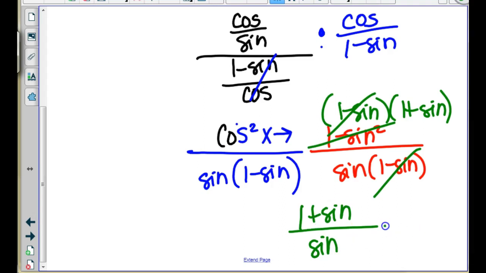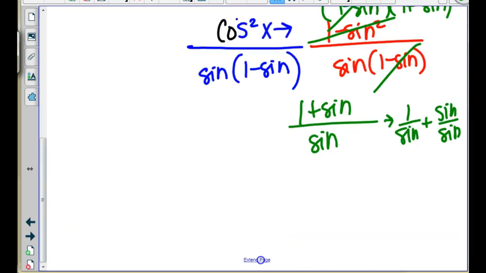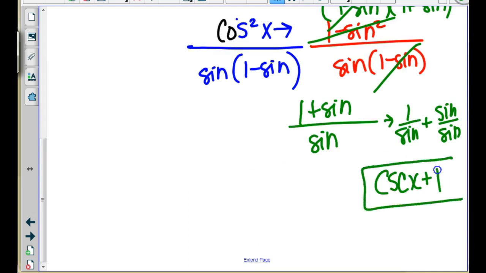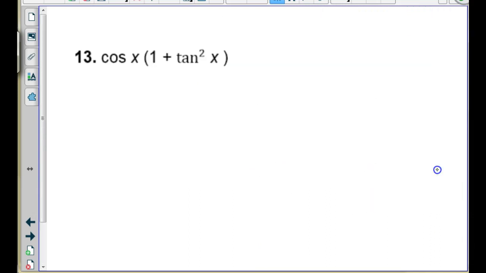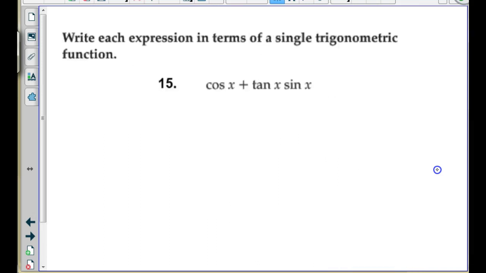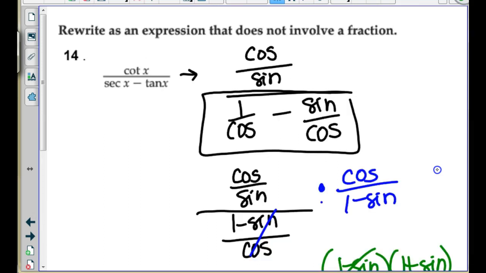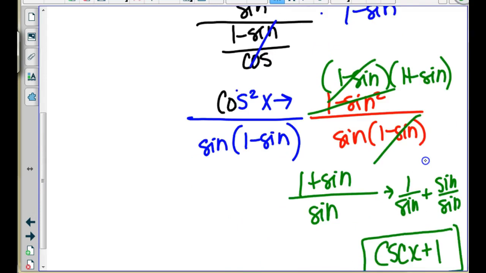Oh, I can separate this, guys. That's 1 over sine plus sine over sine. What's 1 over sine? And sine over sine is, so that's not nice, but does it have a fraction anymore? Yeah, that was really gross. I don't know if that's what they wanted us to do there.